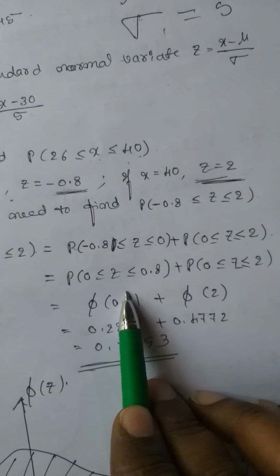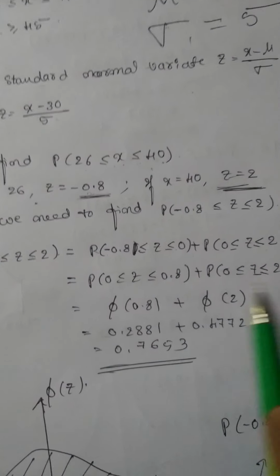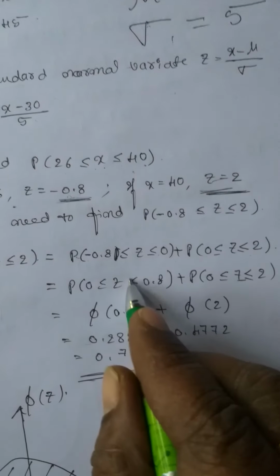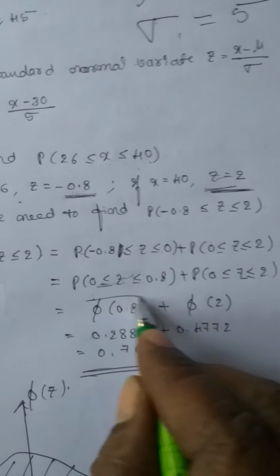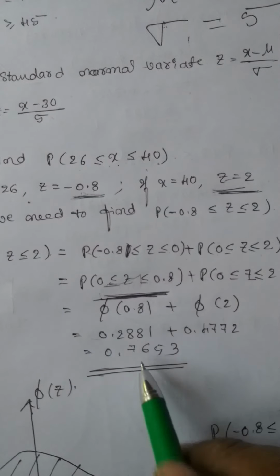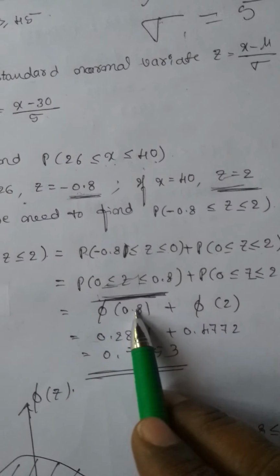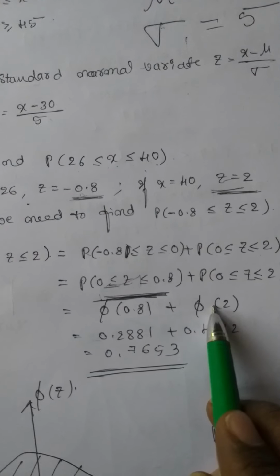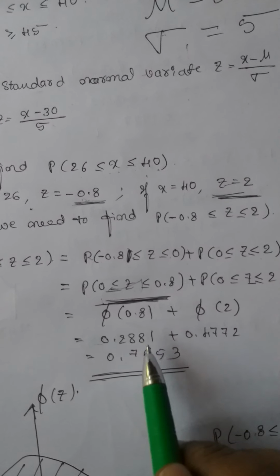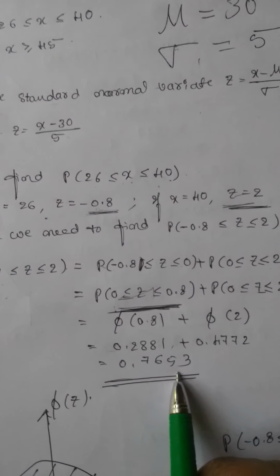Now this can be written as 0 to 0.8 and 0 to 2 because of the symmetry. This one we have got because of the symmetry, correct? So this can be written as phi of 0.8 and this can be written as phi of 2. I told already these two can be obtained either from the normal distribution table or from your calculator. Directly you can calculate, and if you simplify, you are going to get this answer.